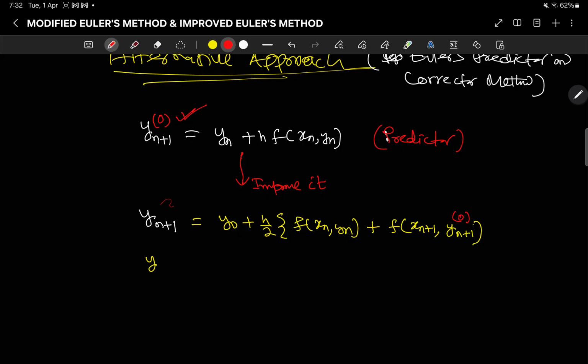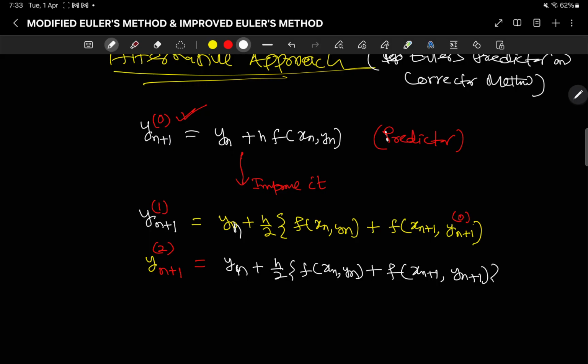And let me write it. So this is the first improvement, and again I further improve it, y_{n+1}, the second improvement. The formula is the same: y_{n+1} = y_n + h/2 [f(x_n, y_n) + f(x_{n+1}, y_{n+1})]. This y_{n+1} is a further improvement from this. Then again I further improve it.